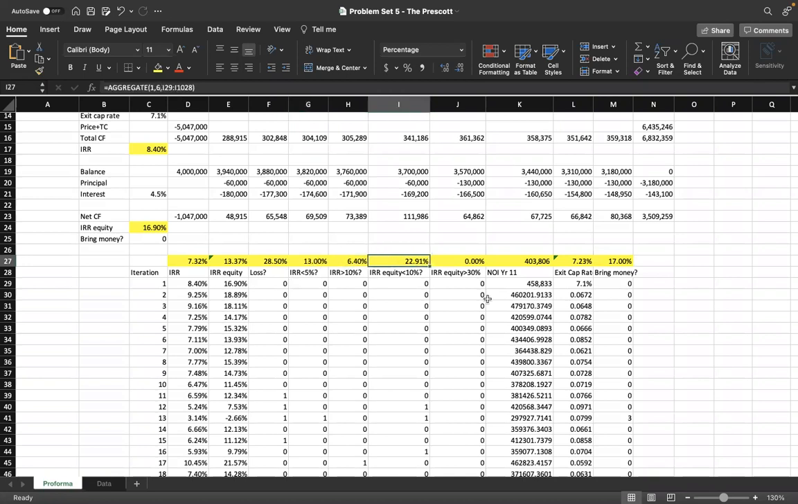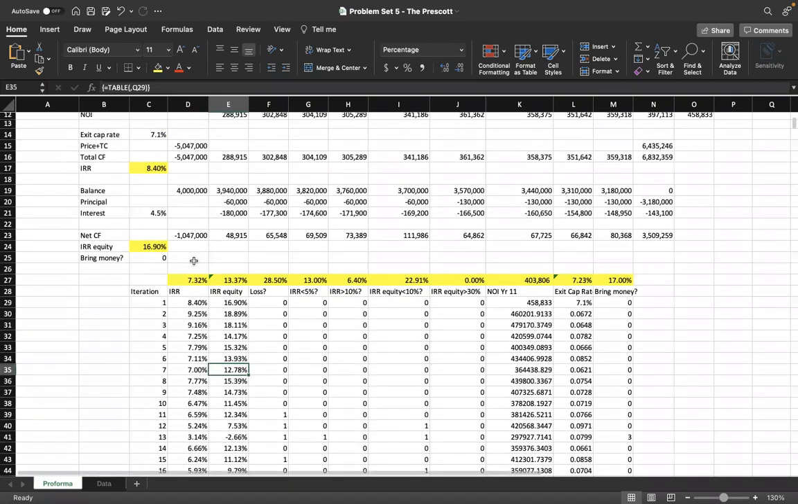I sometimes use aggregate because there might be some errors. And here I also use average. So basically, if it's all 0 and 1, it tells you your probability. If it's numbers, it tells you the average. So what I find is the project level IRR is around 7%. Equity level IRR is around 13%. And the probability of loss is around 28%.